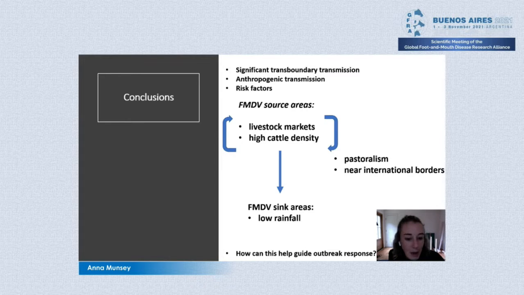So how can this help guide outbreak response? Our hope is that, for example, if we have an outbreak that's starting in an area of high cattle density and close to livestock markets, that may encourage responders to dial up their outbreak response.